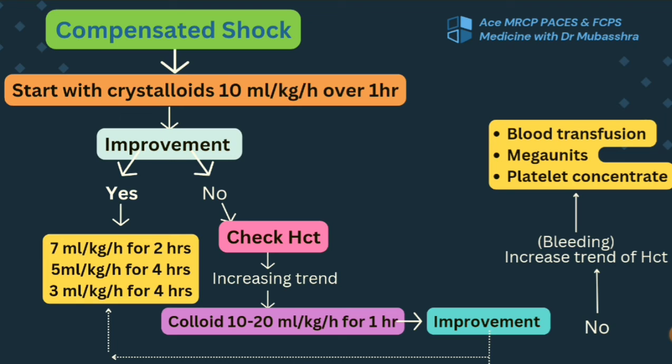But if there is no improvement, then again we will check the hematocrit. If it has a decreasing trend, it means there is bleeding. So blood transfusion will be given. Packed RBCs in the dose of 5 to 10 ml per kg body weight is given or whole blood at the rate of 10 to 20 ml per kg body weight. Mega units can also be transfused and platelet concentrate as well.